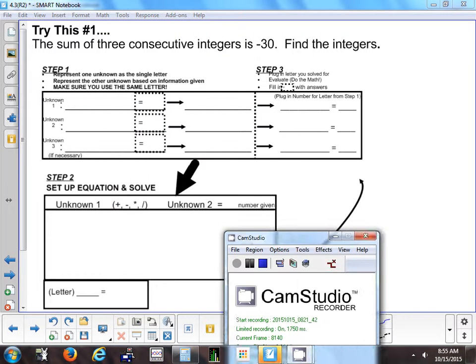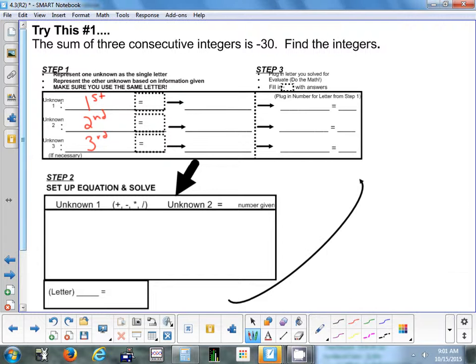Okay, first thing you want to notice here, it doesn't say even or odd. Okay, so our first one will be n. What's the next one after n? n plus 1 and then n plus 2. Right. Okay, so here you're just doing the plus ones. Okay, n plus 1, then n plus 2.